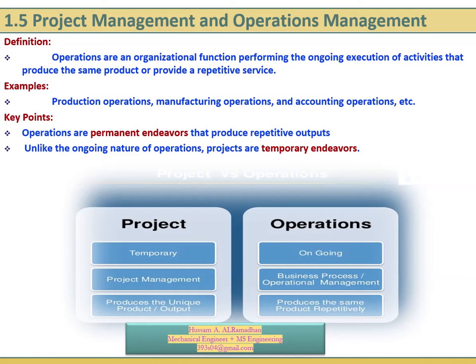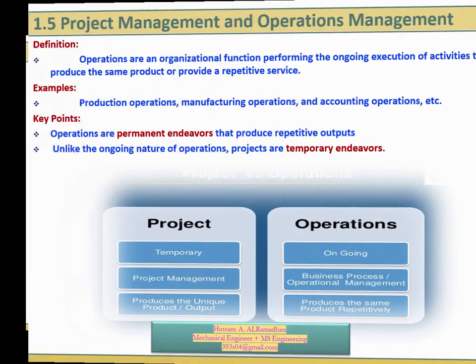Project management and operations management. Operations are an organizational function performing the ongoing execution of activities that produce the same product or provide a repetitive service. Examples: production operations, manufacturing operations, and accounting operations. Operations are permanent endeavors that produce repetitive output, while projects are temporary endeavors. So projects are temporary and operations are ongoing.